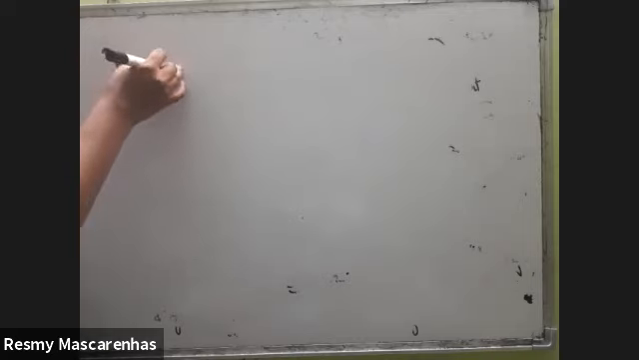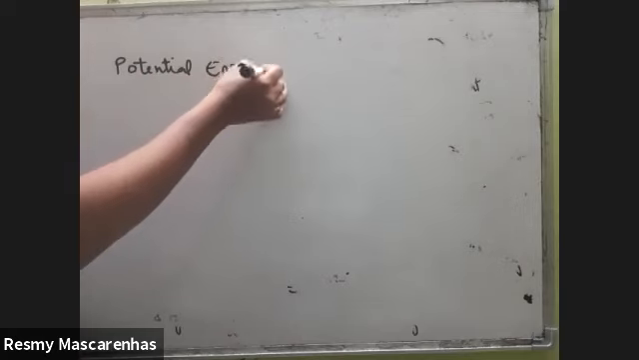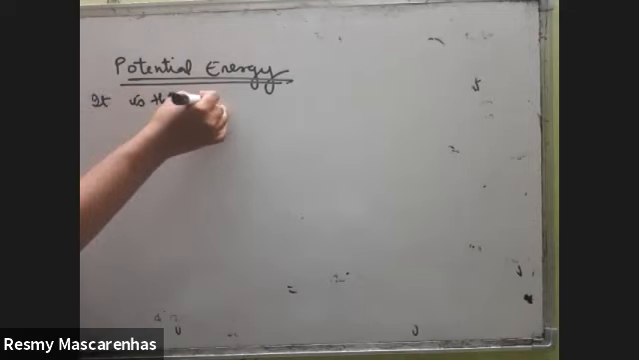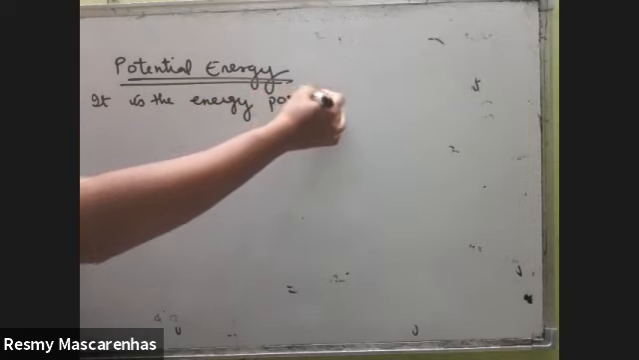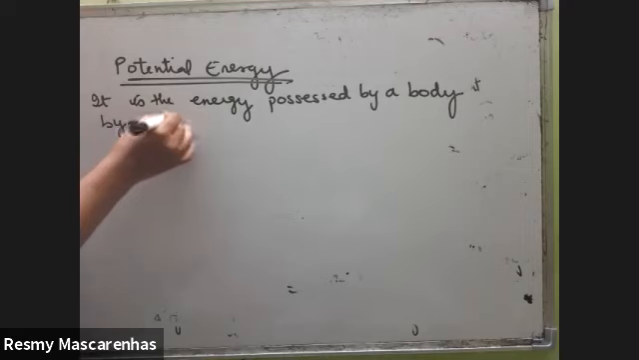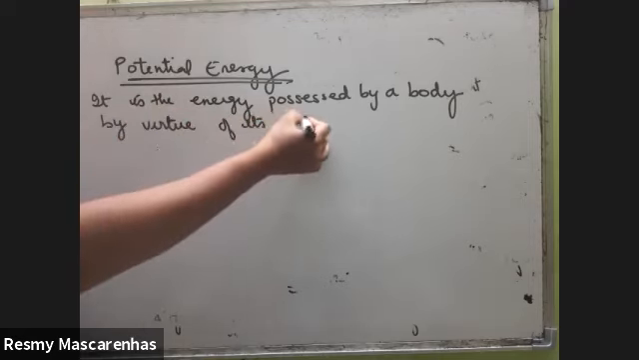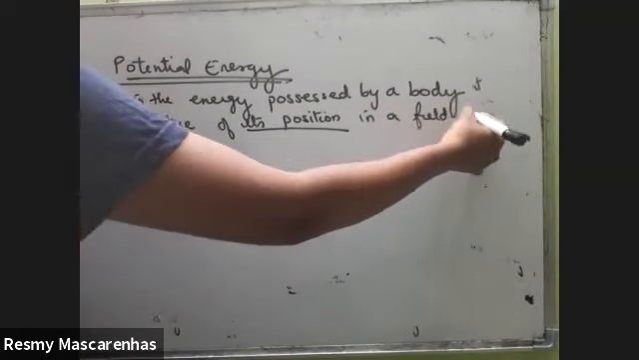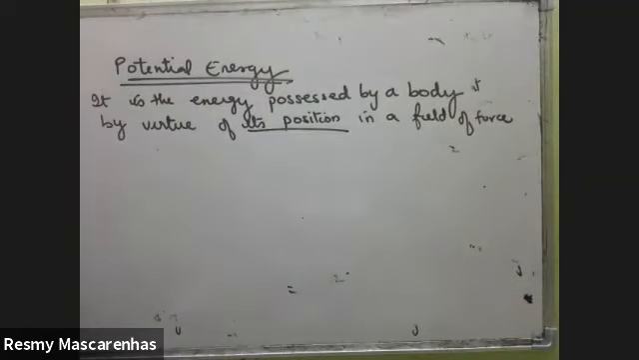Next is potential energy. It is nothing but the energy possessed by a body by virtue of its position. Position means at one position only, it was not in motion. For kinetic energy, it was in motion. This is at one position, in a field of force. Means some force is trying to pull it down.